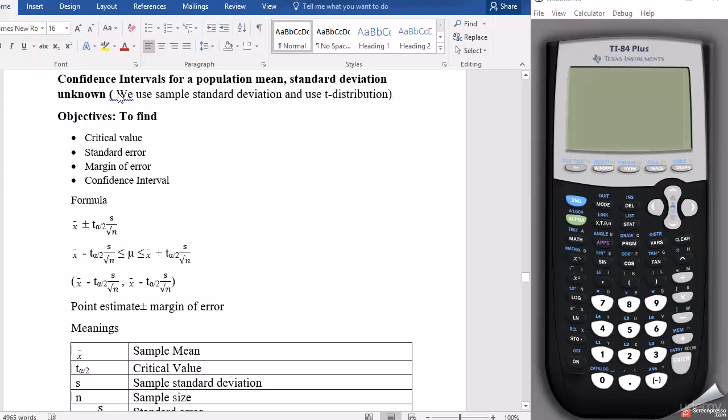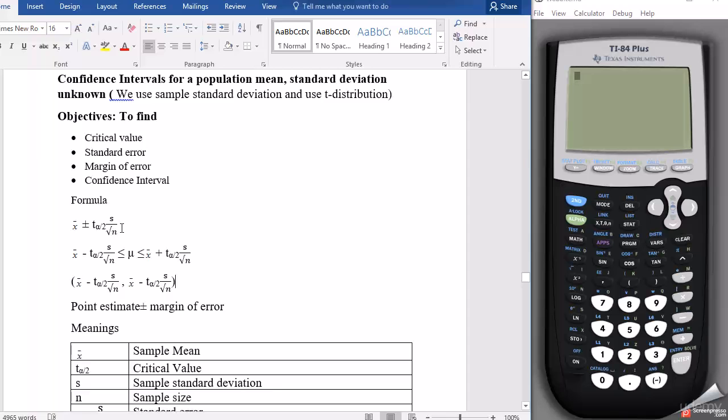So in this case we're going to use the t distribution instead of the z distribution as we used last time. Okay, so objectives will be to find the critical value, to find the standard error, margin of error, and of course the confidence interval.